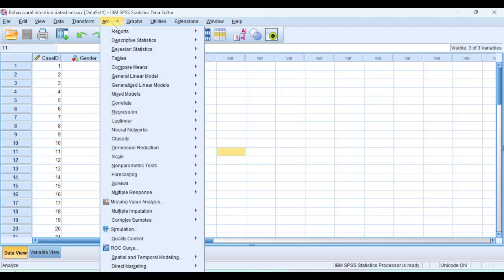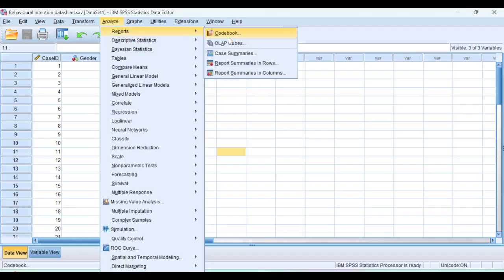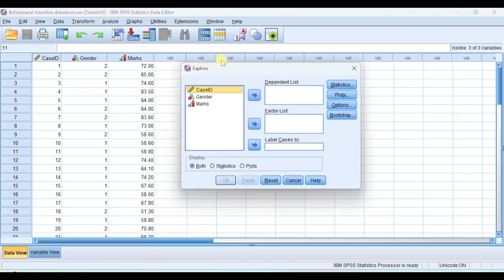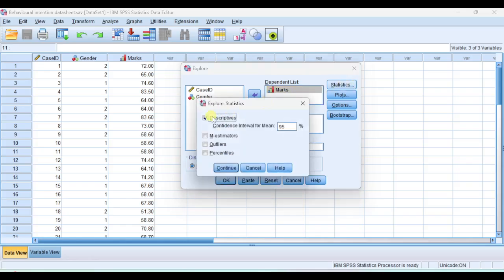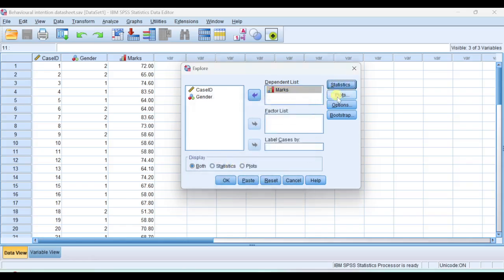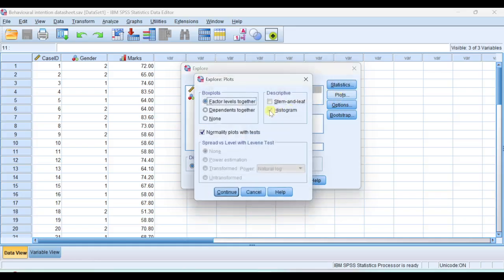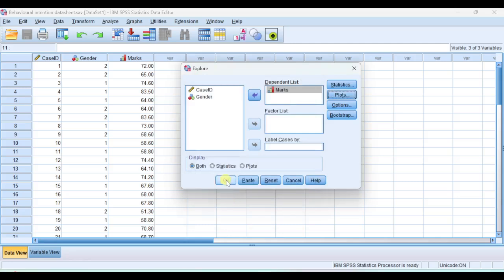I'll go to analyze, descriptive statistics, and explore. I want to find out whether this variable marks is normally distributed or not. I go to statistics, descriptives, okay. Plots, I check on histogram and normality plots with test. I have to uncheck stem and leaf. I click continue and click OK.